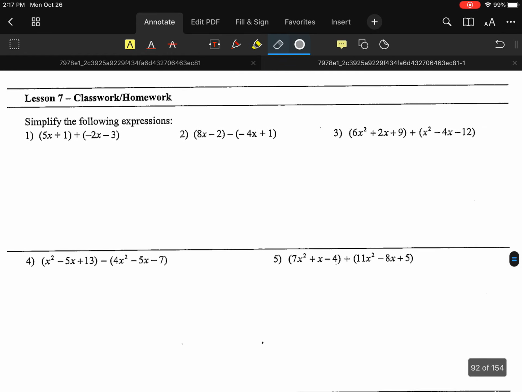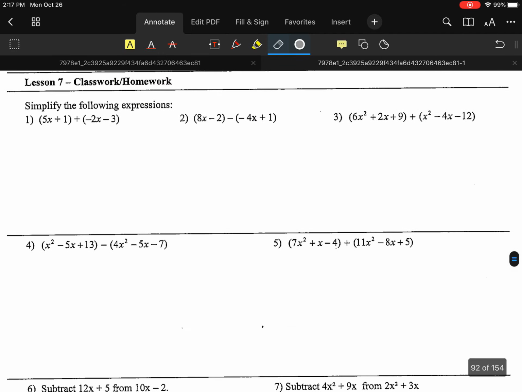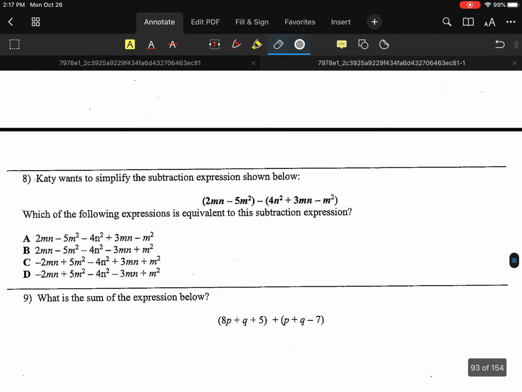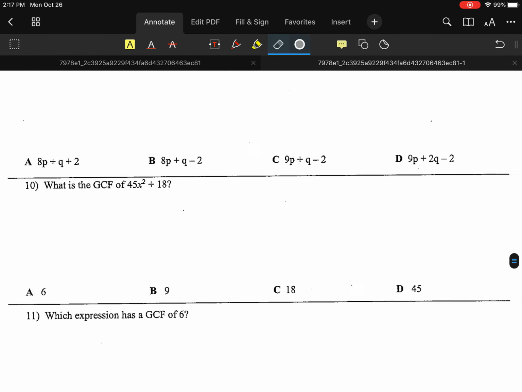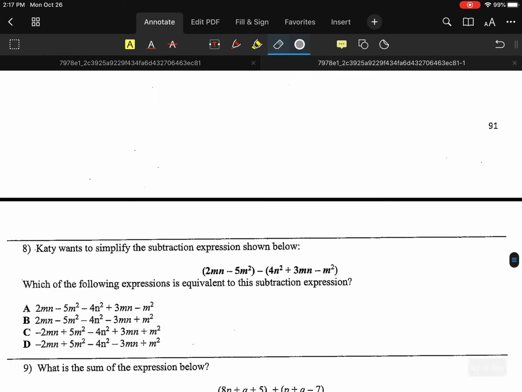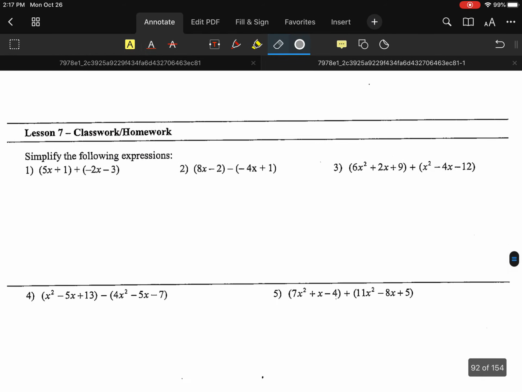So for now, lesson 7 homework begins on the bottom of page 91. I did select a few of those for the Google form. It does carry over to page 92 as well, some multiple choice. So I selected a few from page 91 and 92. Make sure you show all work in your workbook before selecting your answer.